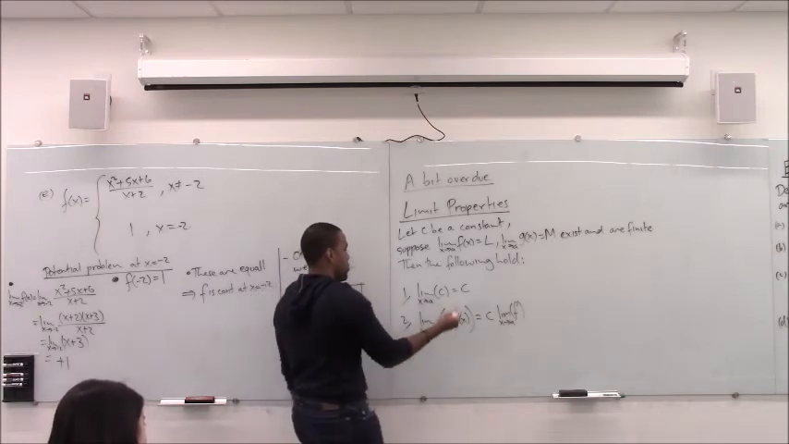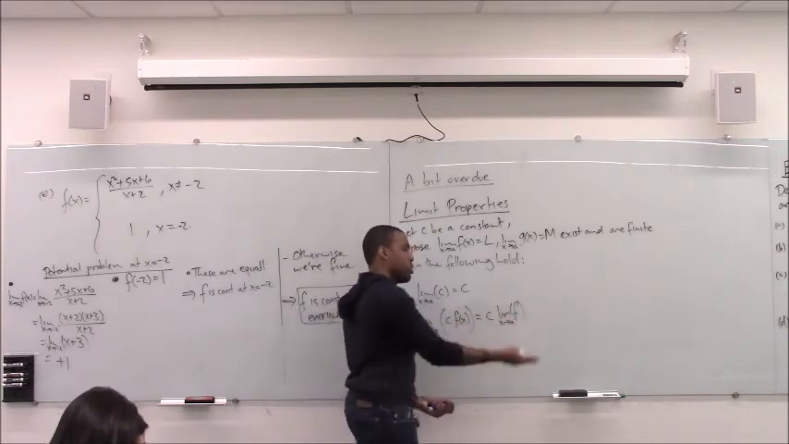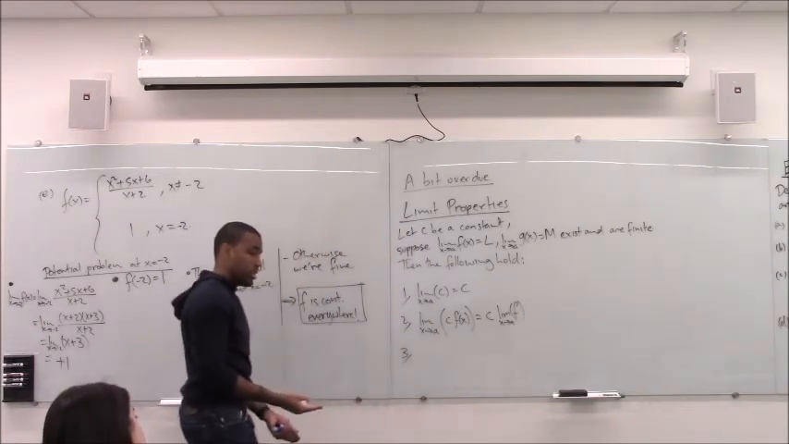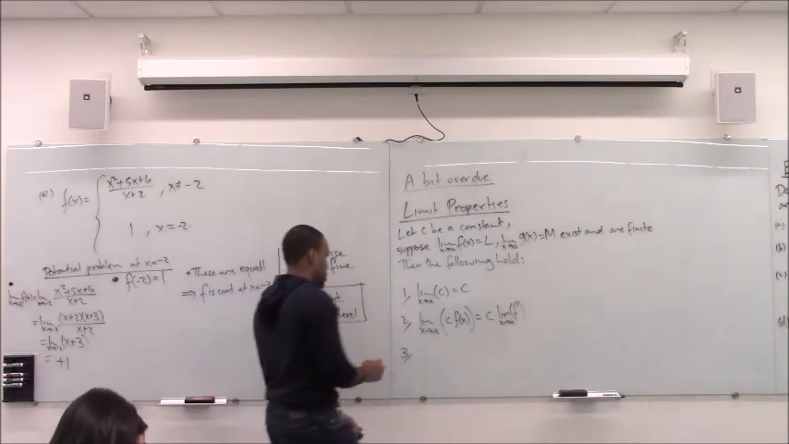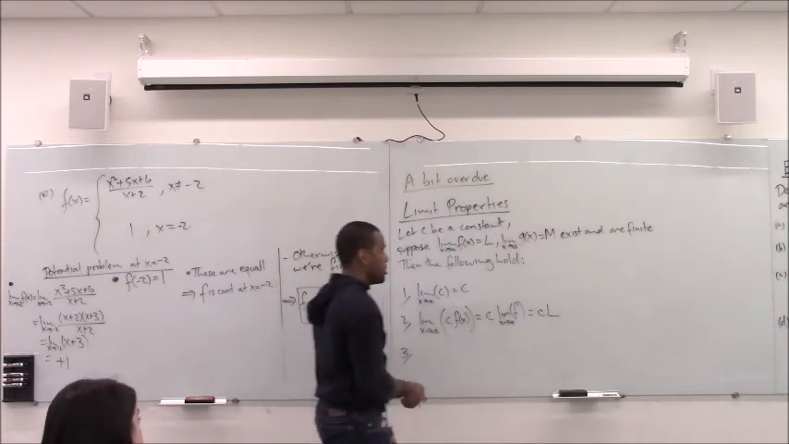So you can compute 5 times something and find the limit, or you can find the limit of the thing and then multiply by 5 afterwards. You'll come up with the same answer all the time. It will always work, as long as these are numbers. So that's C times whatever L is.